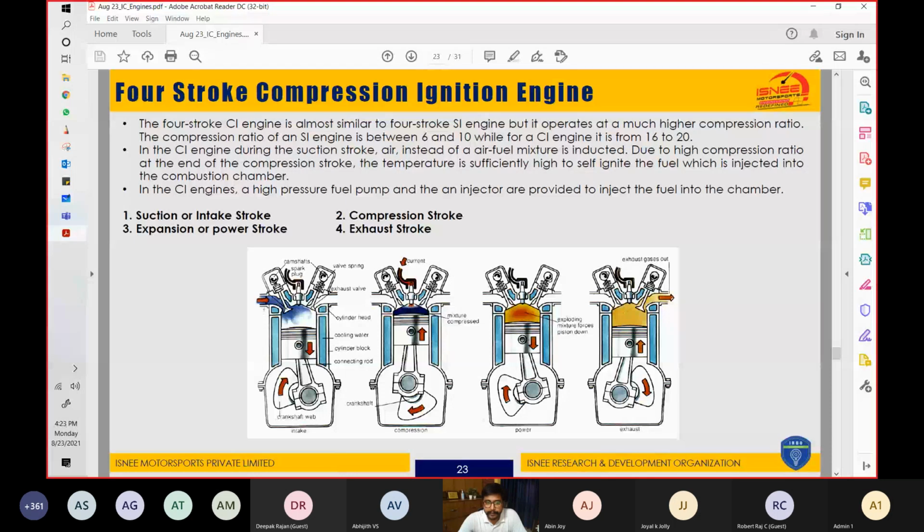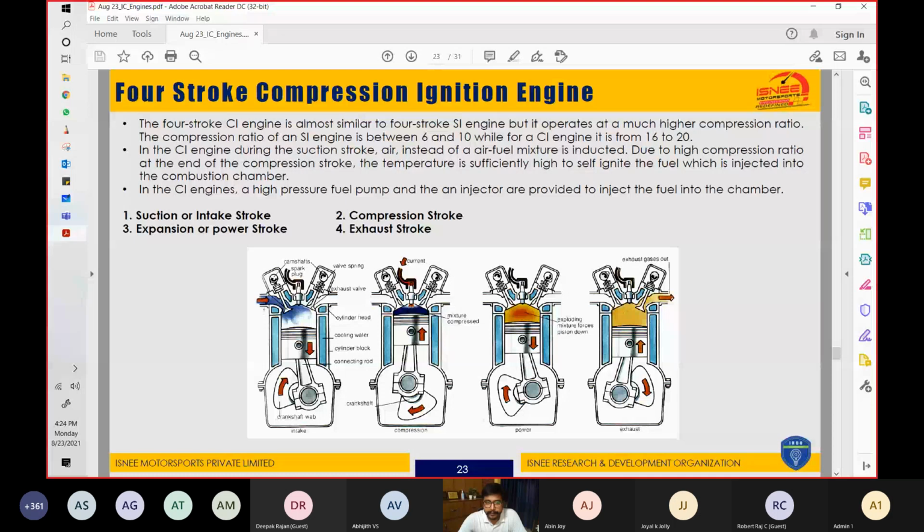There was only one difference in the intake suction or intake stroke. Earlier, we had an air-fuel mixture inside. Now we have only air coming inside, and after this air is compressed in the compression stroke, we will spray the fuel through the injector. The injector is a device that sprays the fuel in very small, tiny droplets, and it atomizes the fuel.